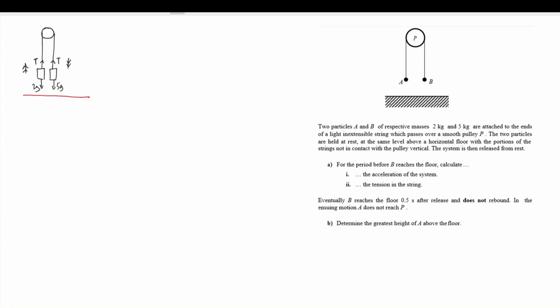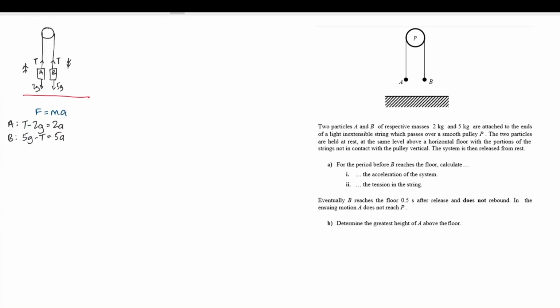How about the direction of motion? 5G, being the heavier one, is going to move toward the ground, while 2G is moving upwards. Now we have enough to form two equations. And we're going to be using Newton's second law, F equals ma. Let's start with particle A. We can say that T minus 2G equals 2A. For particle B, we can say that 5G minus T equals 5A.